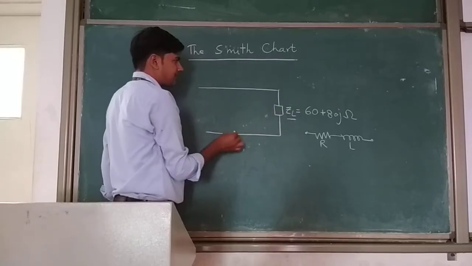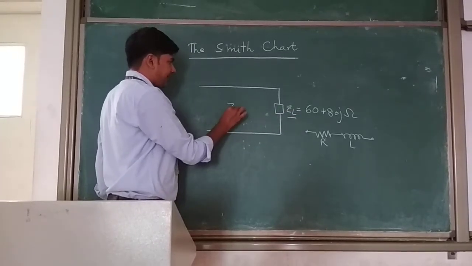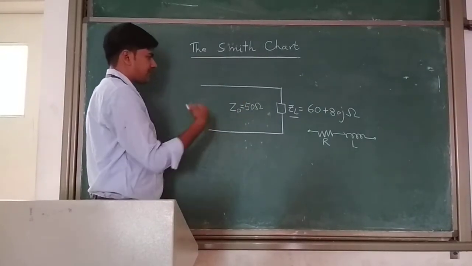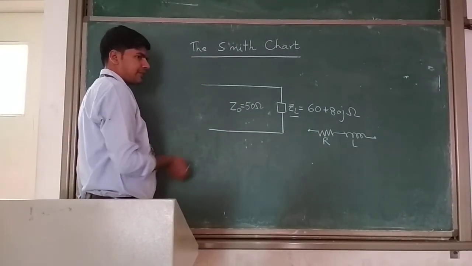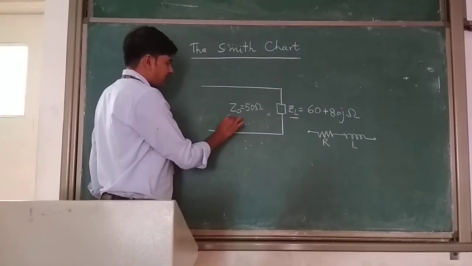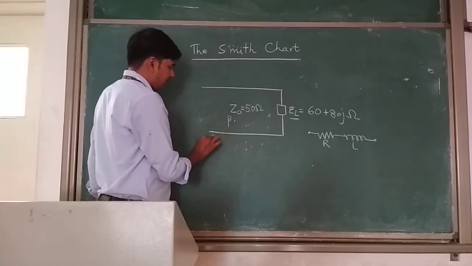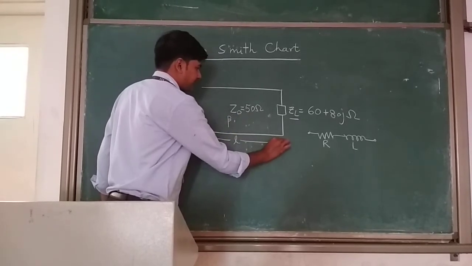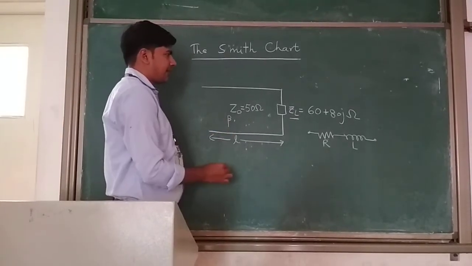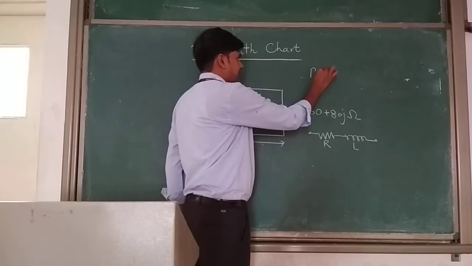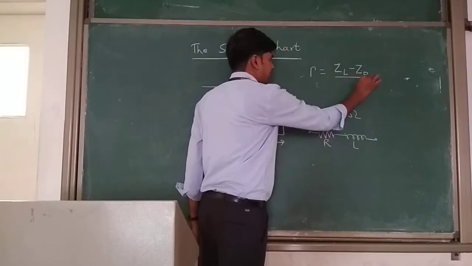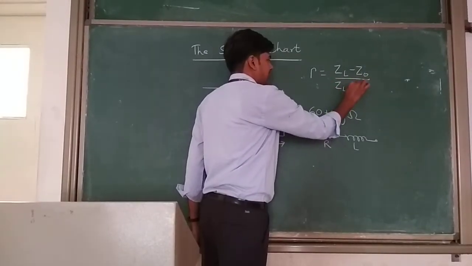If you have a load of 60 plus j80 ohm and a line with Z0 equal to 50 ohm, which is the characteristic impedance of the line, and beta is given and the length of the line is given, then the analytical method to find the reflection coefficient is to calculate (ZL minus Z0) by (ZL plus Z0).